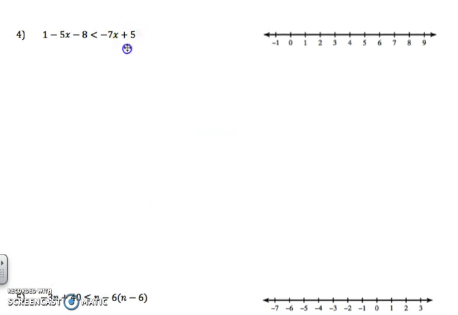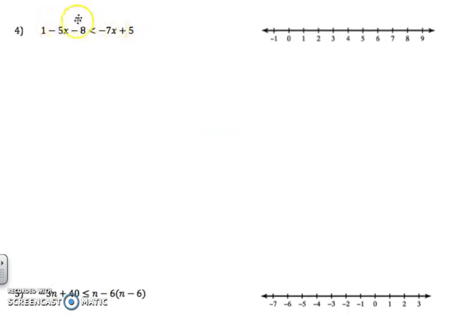All right, number 4, I have variables on both sides, but I've got a lot more terms in this left side, so let me see if I can simplify anything. I can combine like terms and do a 1 and a negative 8. So 1 minus 8 is negative 7. And then I can bring everything else down. So minus 5x less than negative 7x plus 5. So now I have variables on both sides.